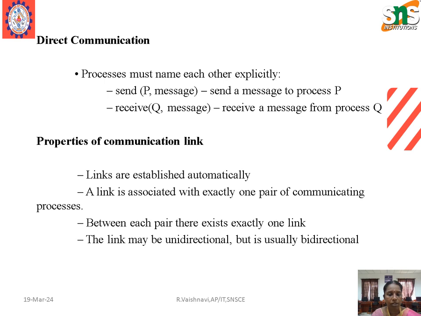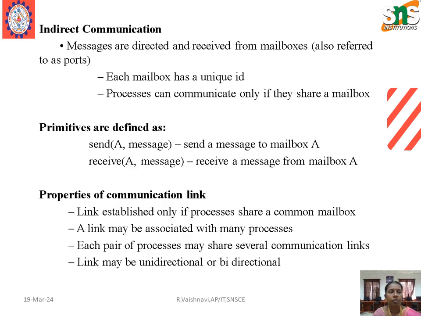Properties of the communication link. Links are established automatically. A link is associated with exactly one pair of communicating processes. Next one, between each pair there exists exactly one link. The link may be unidirectional, but it is usually bidirectional.